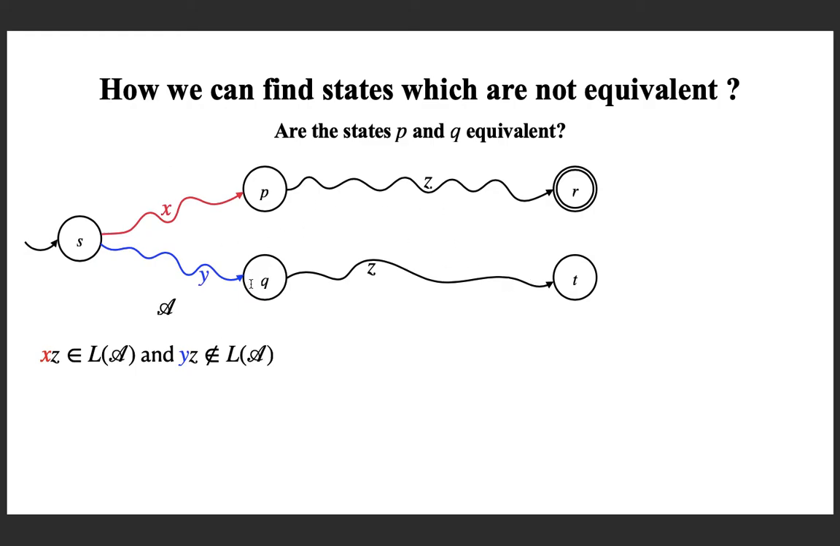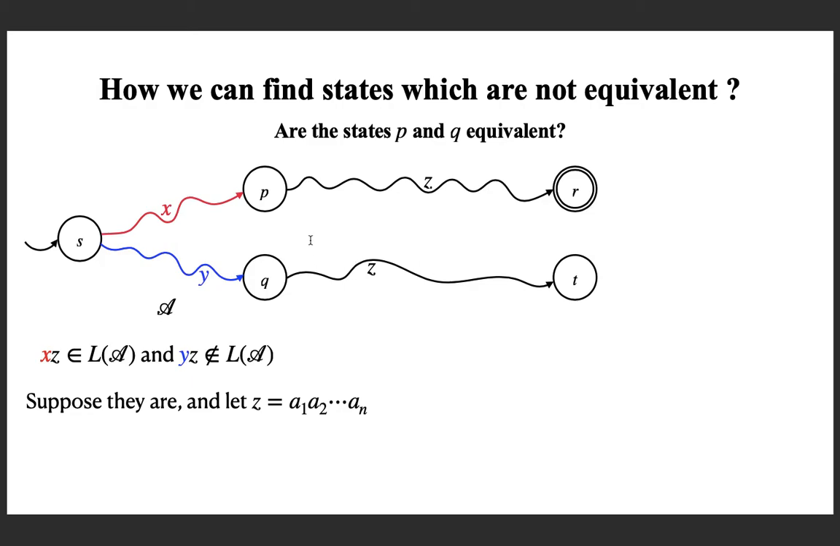So from the given situation, we know that XZ is ending in a final state and hence in the language. YZ is ending in a non-final state and hence not in the language. Question is, are P and Q equivalent? Suppose they are. Suppose P and Q are equivalent, and look at the string Z. Let Z be this string A1 to AN, a string of length n.